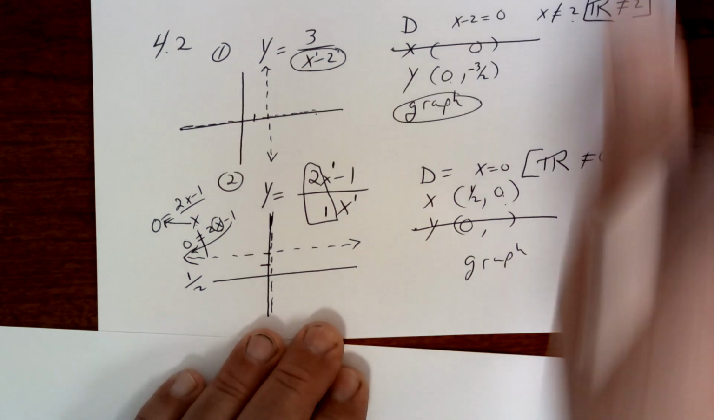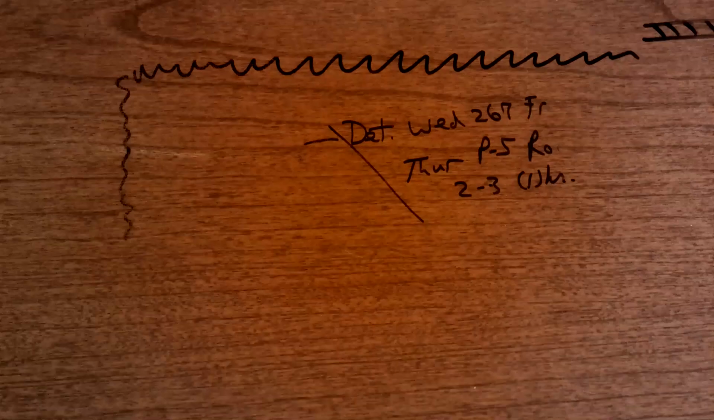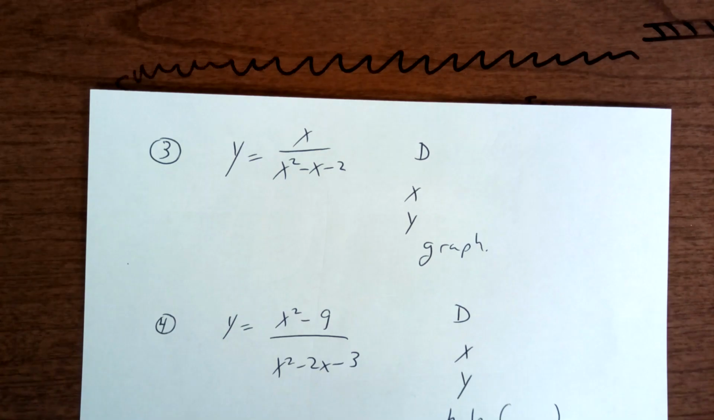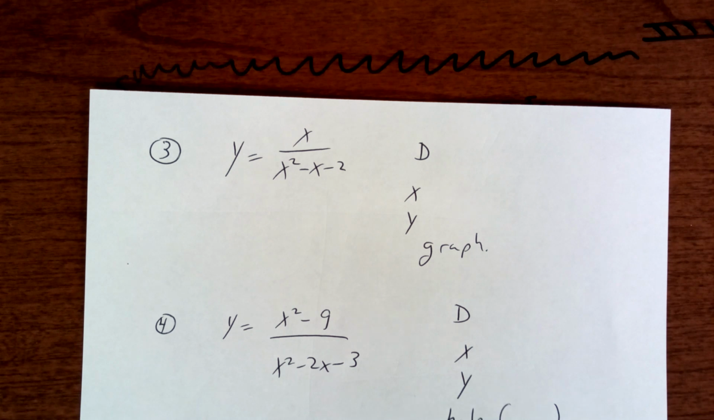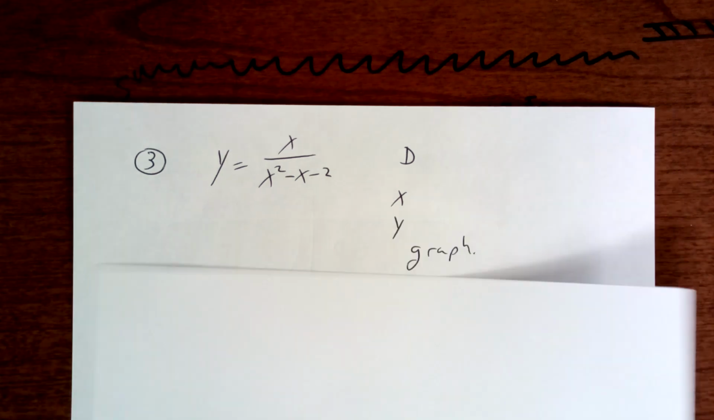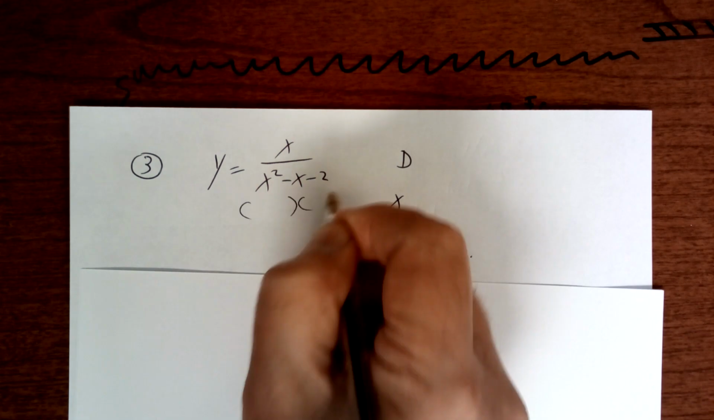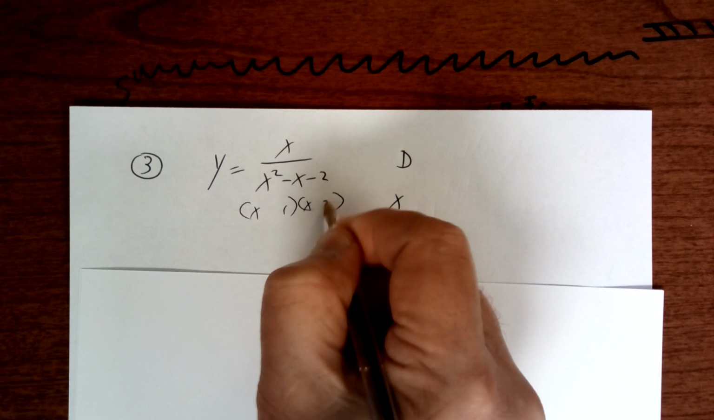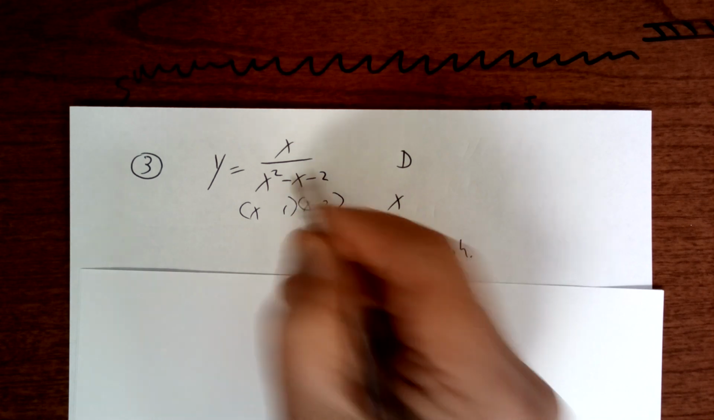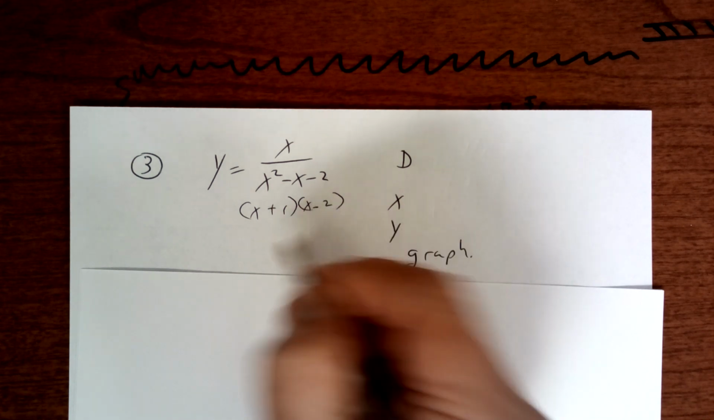Let's go to number 3. Copy down number 3 right there. Same thing. To find the domain, first you're going to factor your domain. So this is going to be x1 and x2. 1 times 2 is 2. You want a negative here and a positive here. Check your outer, check your inner.